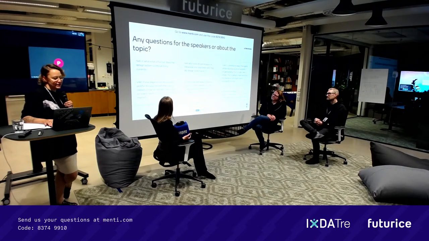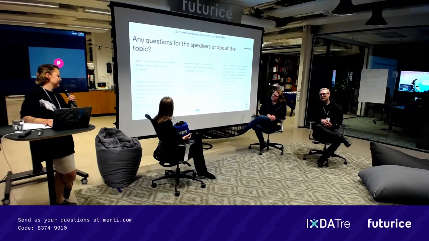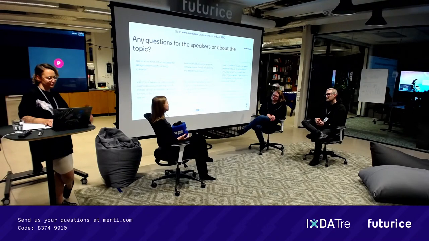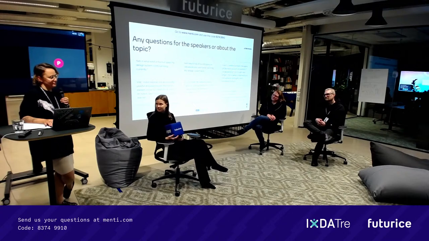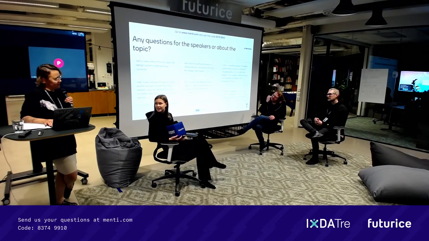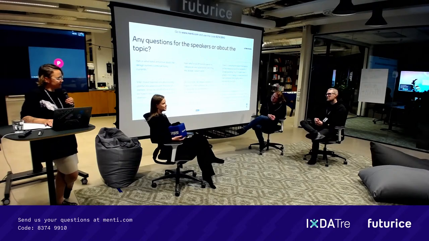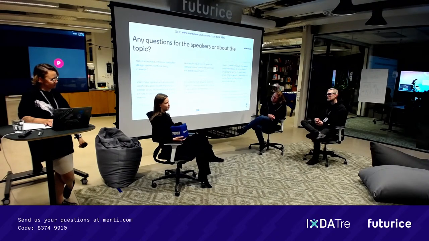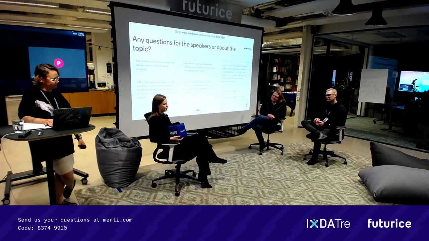There's another one. In what kind of format does the design system currently live? What kind of format? What does that mean? I'm guessing it's where does it live and how do you update it? So the design lives in Figma. We are using Figma to design and our developers are using Storybook.